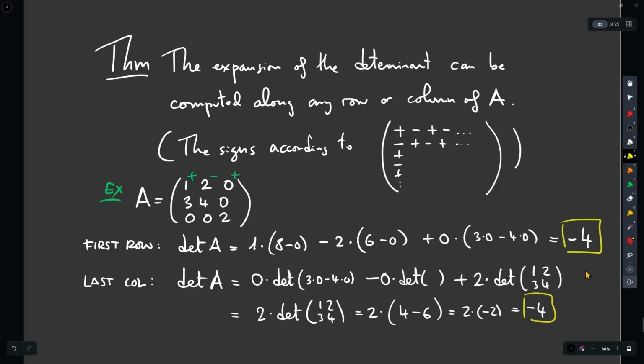So as I said, those have to agree, and I can expand it along the first row or along the last column. As long as I keep track of the signs correctly, I can expand it along any row or column I want. And sometimes, as you see, it's beneficial to use the last column because there are two zeros there, or maybe the last row, because again, these zeros will make the computation much easier.